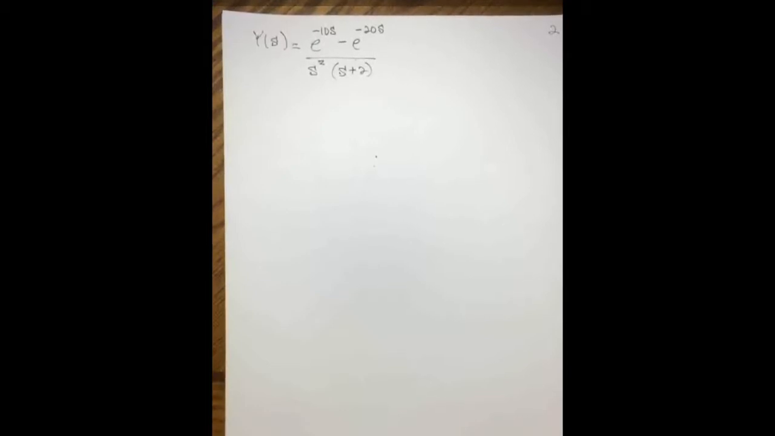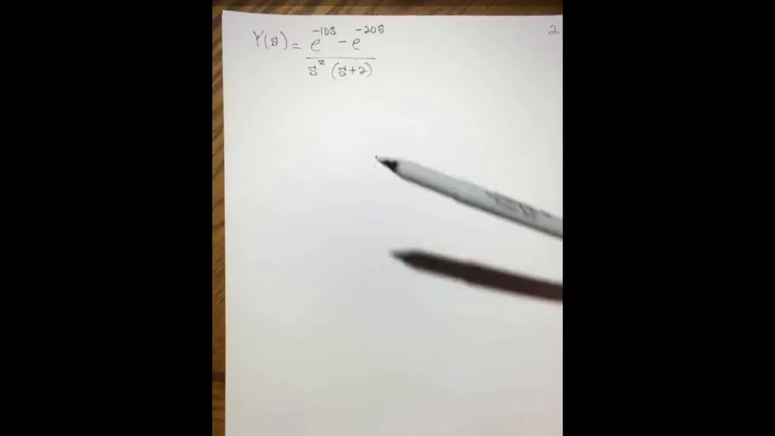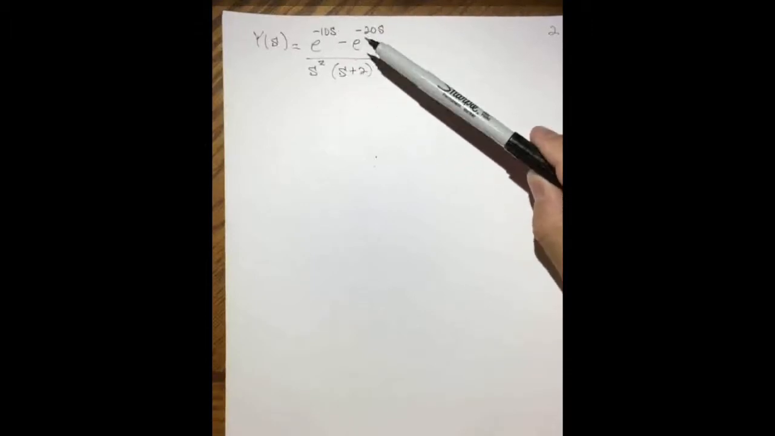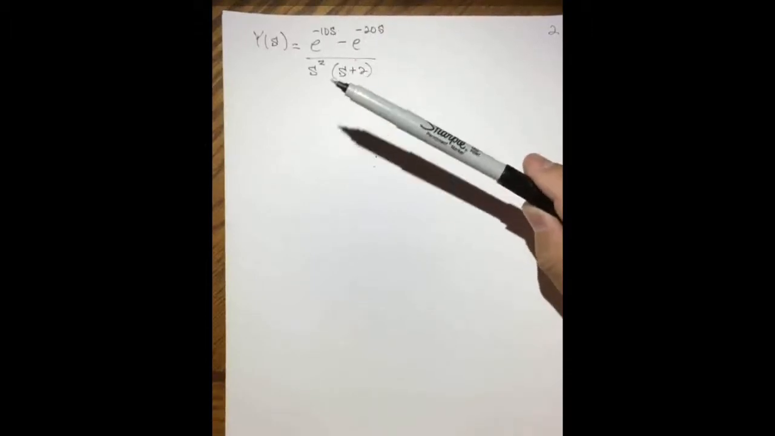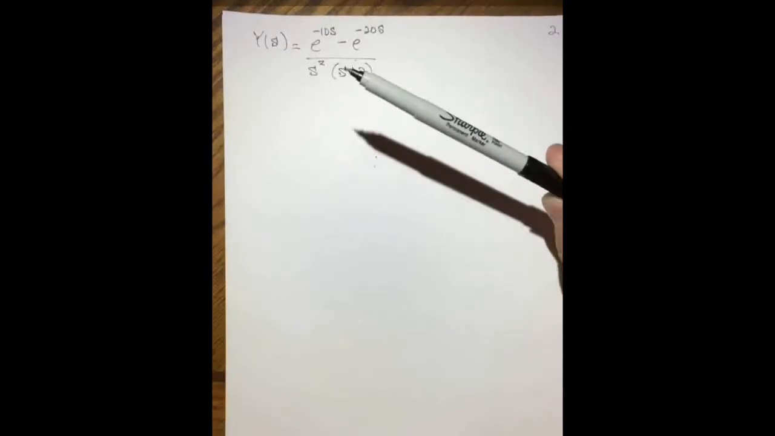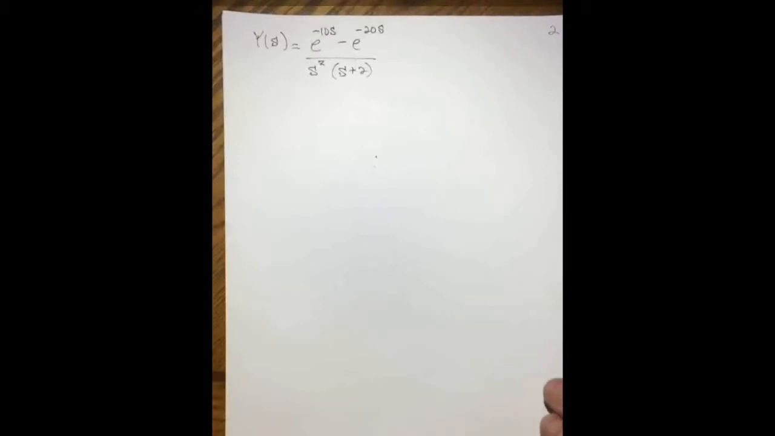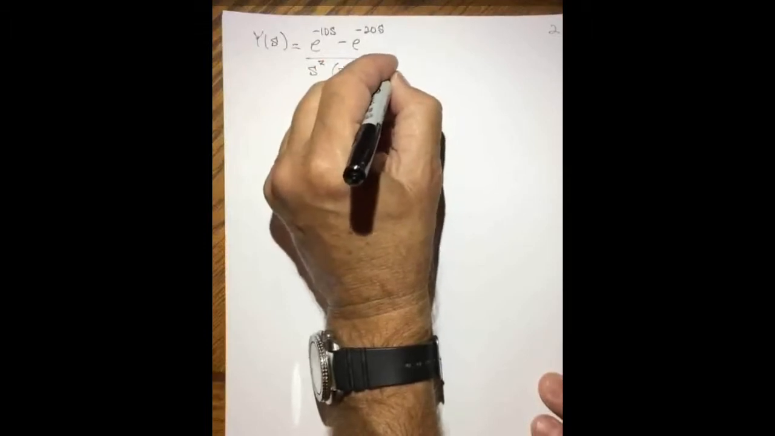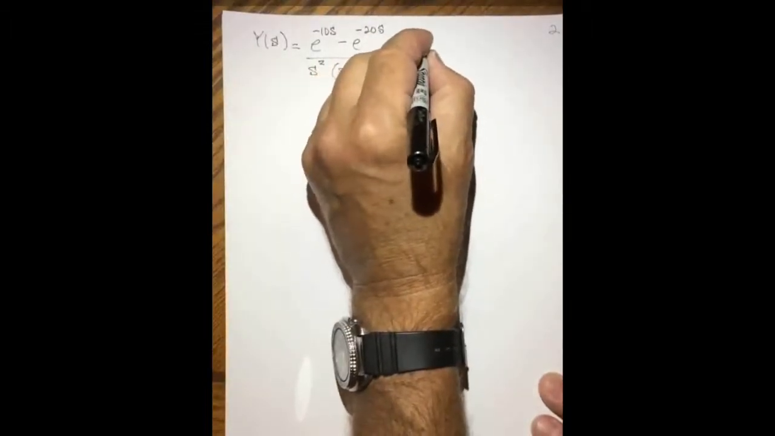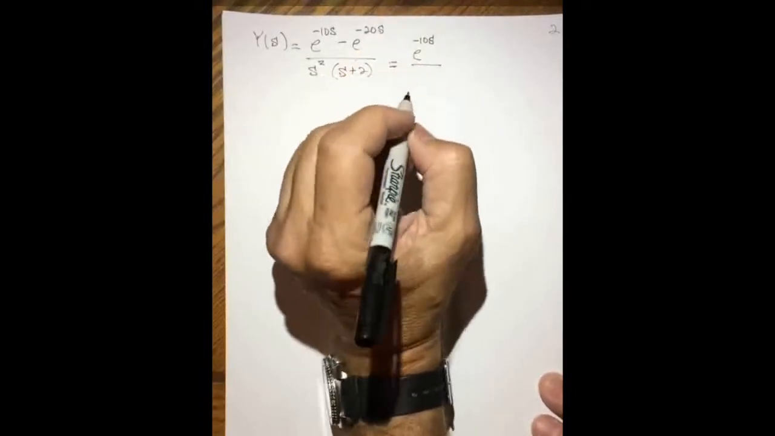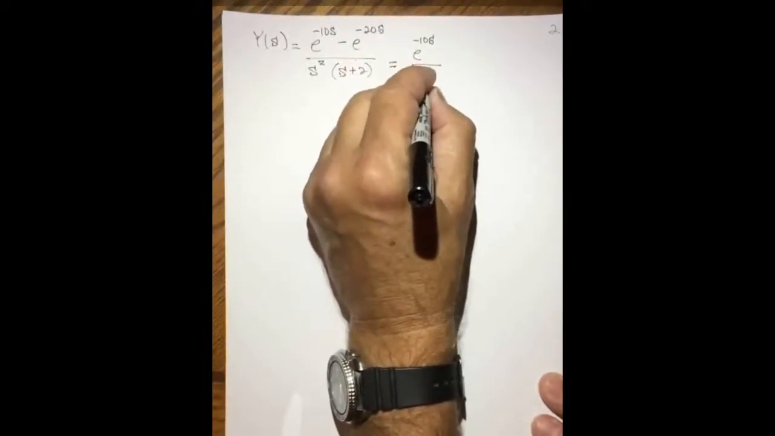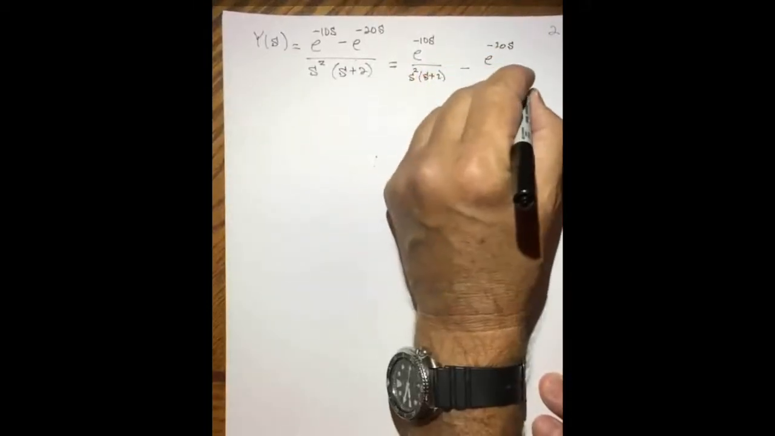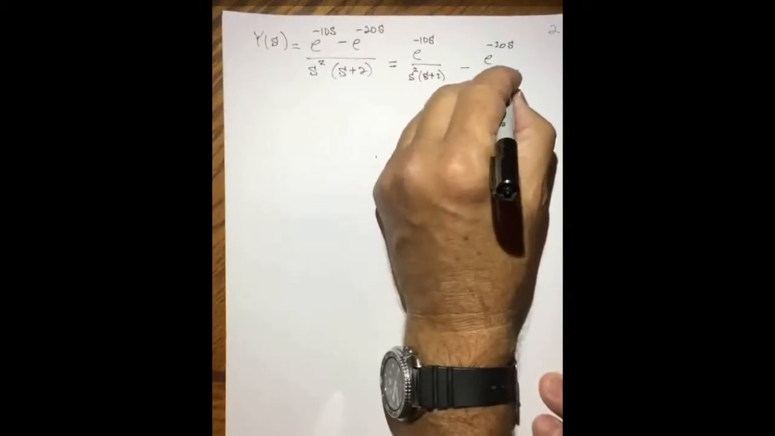Now, of course, it's time to find an inverse transform. But we have these e to the minus 10s and e to the minus 20s. What we're going to do is just ignore them. If you wish, you can think of it this way. Some people like to do this. It does no harm. We can think of this as e to the minus 10s over s squared times s plus 2, minus then e to the minus 20s over s squared times s plus 2 again.